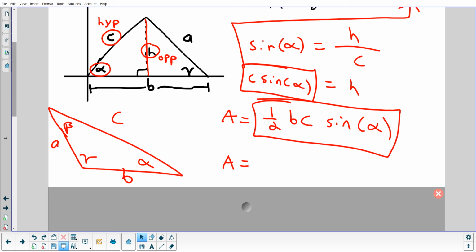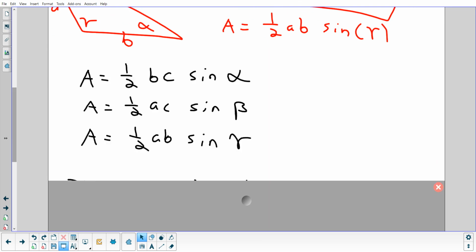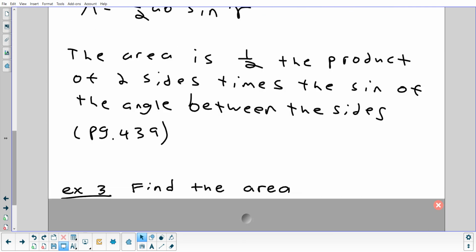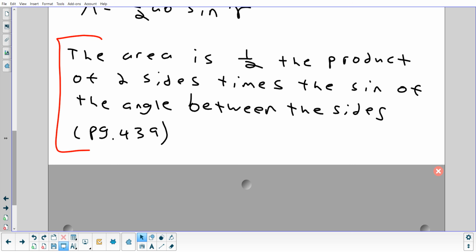Nick? 1/2 AB sine gamma. AB sine gamma. Yeah. I mean, you could write this an infinite number of ways depending on what letters you decide to label your sides as. The point here is it's 1/2 the product of two sides times the sine of the angle that's between them. That's the pattern. So let's not worry about writing it all these different ways. This is what you want to know.